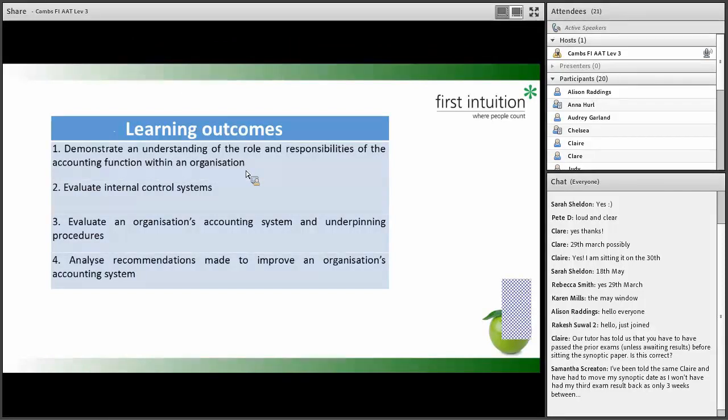Second learning outcome is to evaluate the internal control systems. Now, internal control systems, these are the processes and procedures that we have in place to detect and prevent fraud and error. These are really, really important within an organisation. So things like authorisation procedures that we have in place. Let's take the purchasing department. When the purchasing department receive a purchase order through from production, that purchase order needs to have been approved before those goods can be ordered.